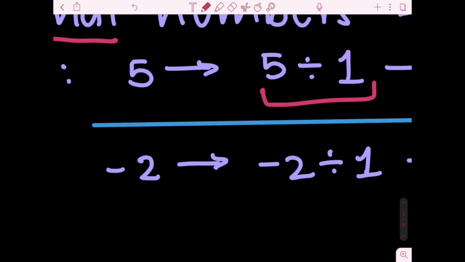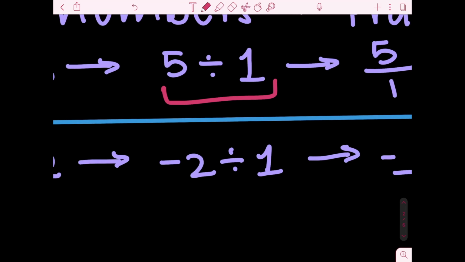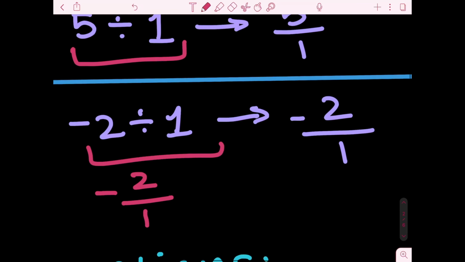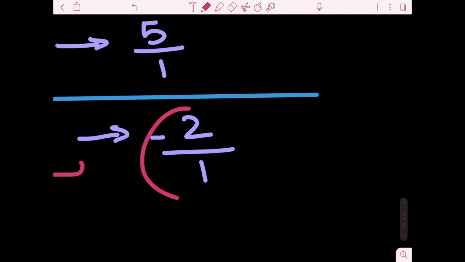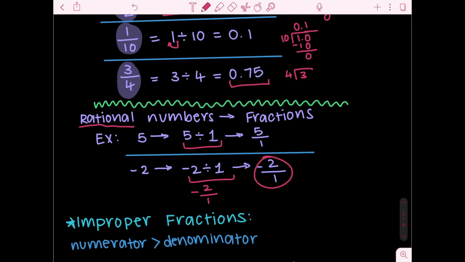And similarly, even if we have negative numbers, we can write it as a fraction. So if we have -2, you just put it as -2 divided by 1, like that. And then you get your final fraction product.